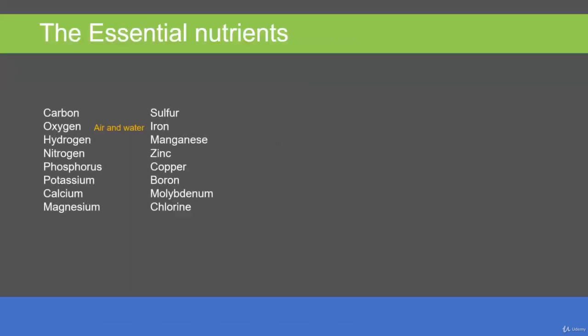So these are the essential elements, essential nutrients: carbon, oxygen, hydrogen, nitrogen, phosphorus, potassium, calcium, magnesium, sulfur, iron, manganese, zinc, copper, boron, molybdenum, and chlorine.